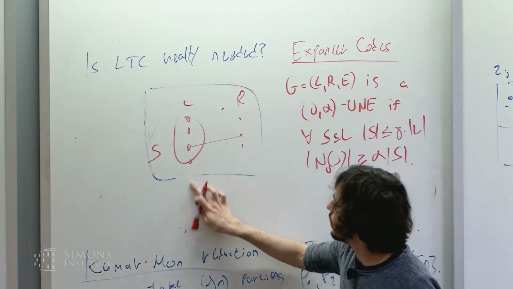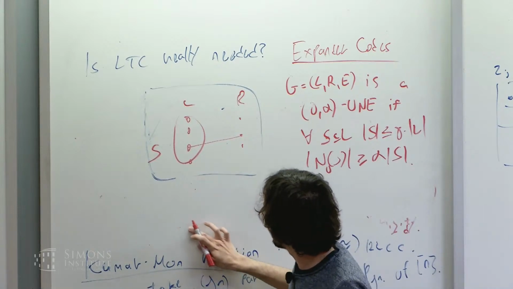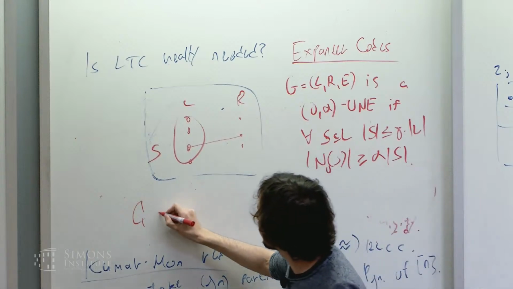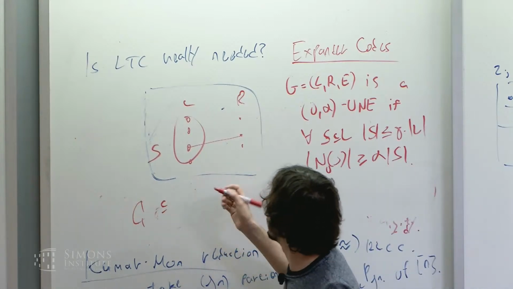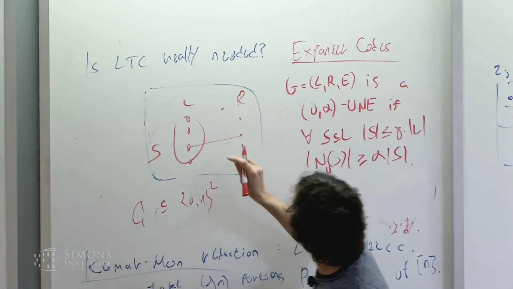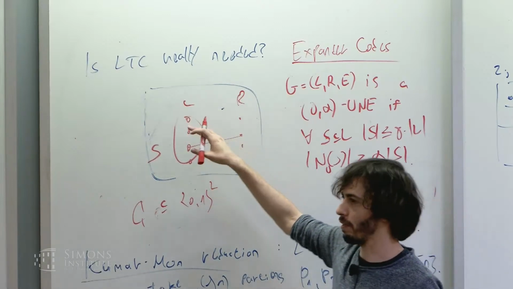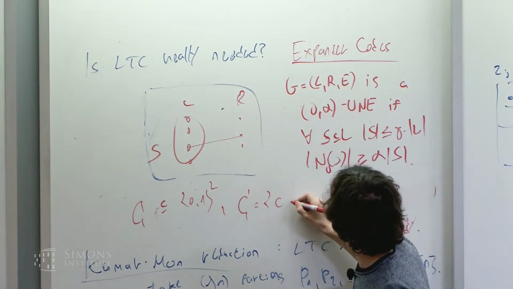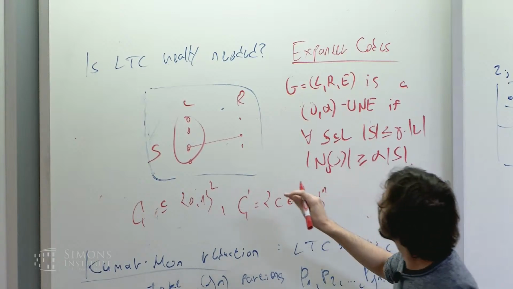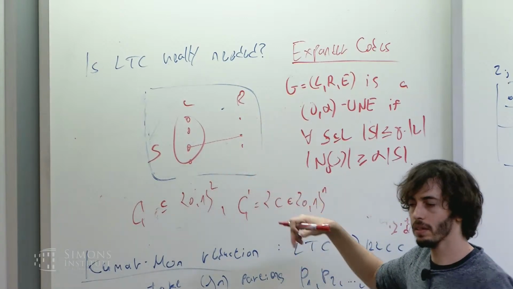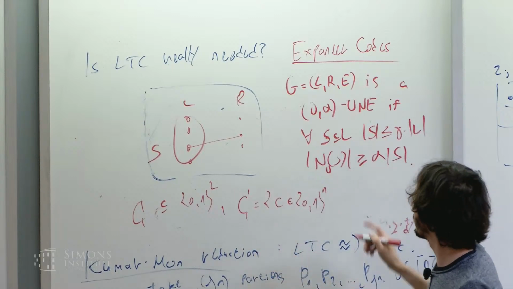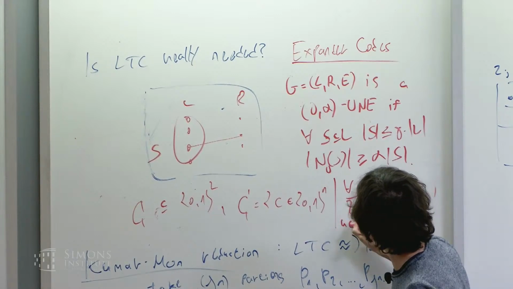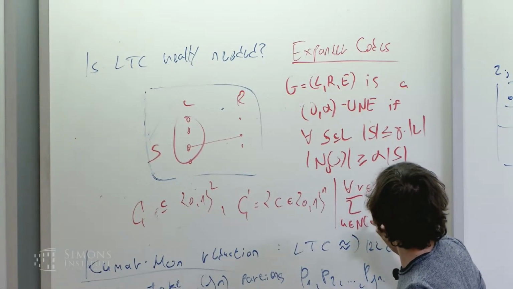And what are expander codes? The expander code associated with the graph G lives in {0,1}^L. So we write bits on the vertices of the left side. And we take C to be all the strings such that if we take every vertex on the right side and sum it up, we get 0. So on the right side, the sum over the neighbors of each vertex v is 0.